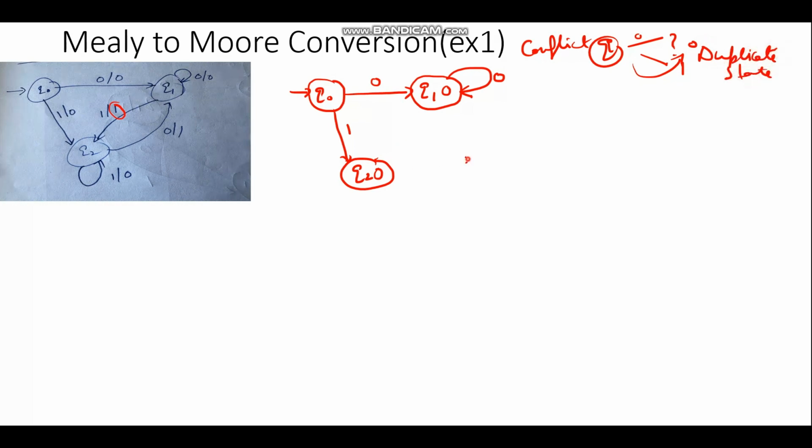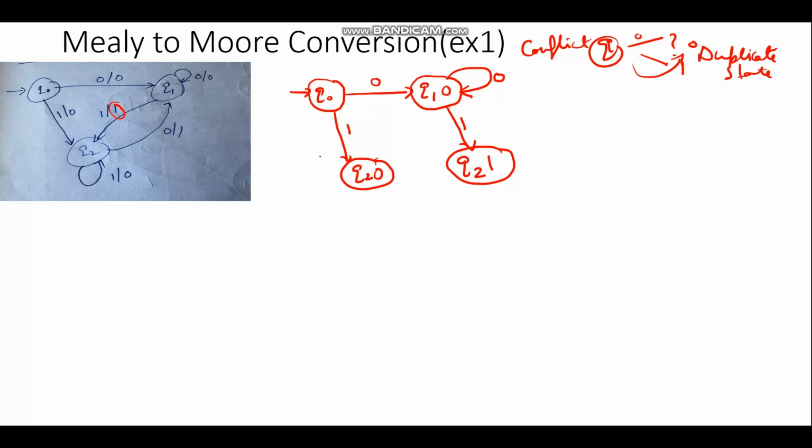So now we will create a duplicate state Q2 with output 1, which says there is a state Q2 and in this case the output is 1. Now we can draw an edge from Q1 to Q2 with input 1, which says the output in this case is Q2 1. So we can say the Q1 exploration is completed.